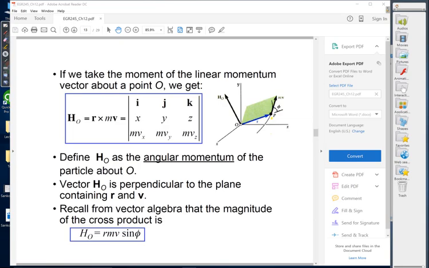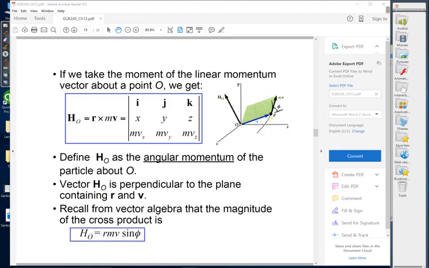Angular momentum is defined as this cross product, as we've discussed for several minutes. You might recall from your calculus or even your vector algebra that the magnitude of this cross product, because the cross product results in a vector, and the magnitude of that vector quantity is the product of the two magnitudes, which means r, the distance, times mass, times the velocity, times the sine of the angle between your two vectors.